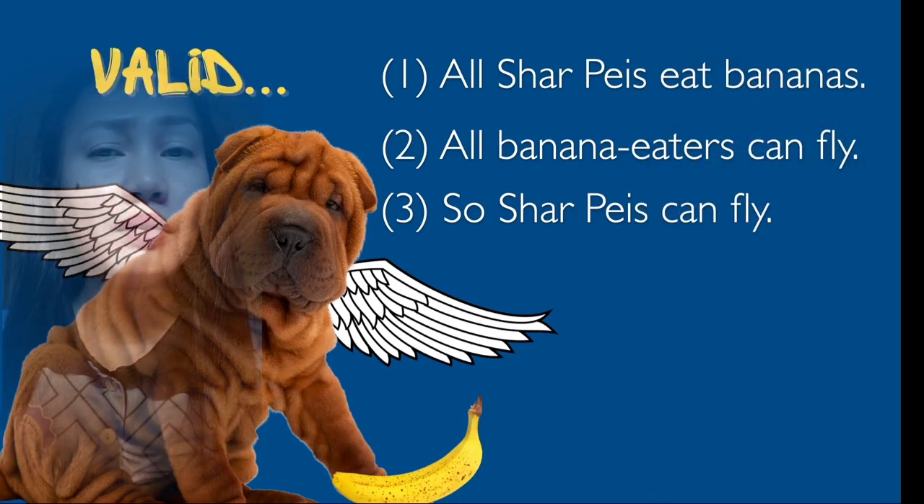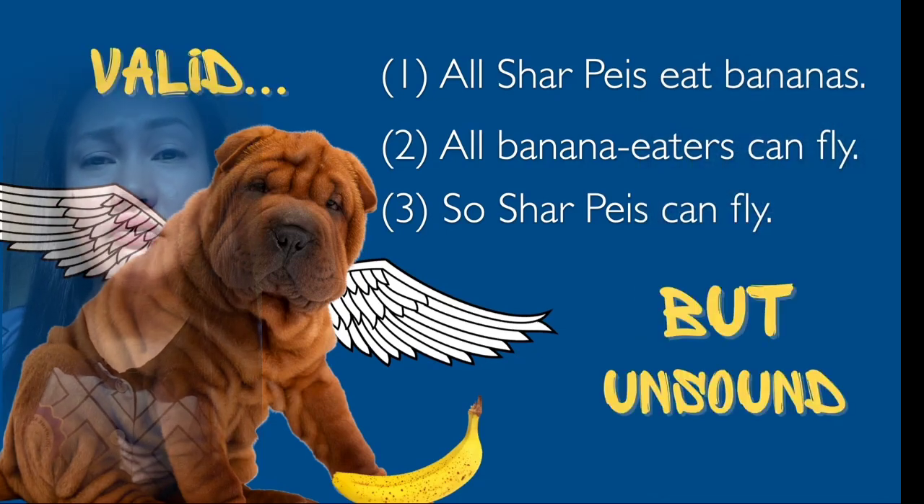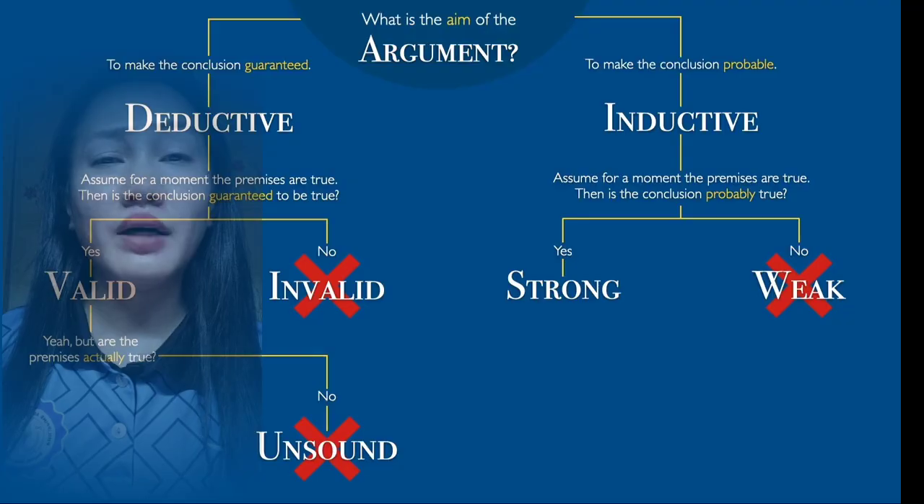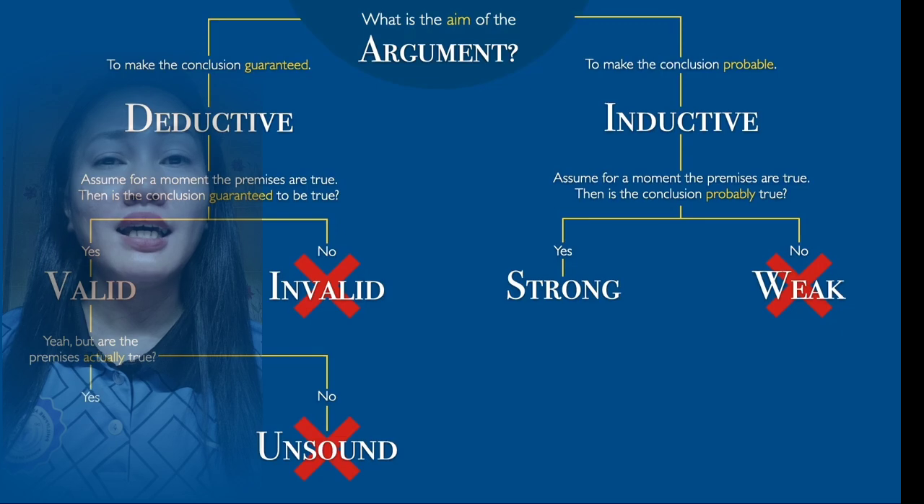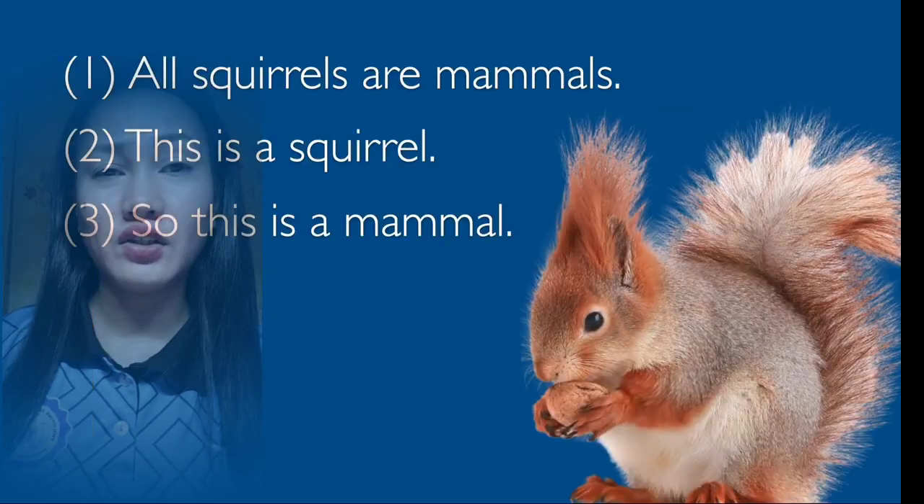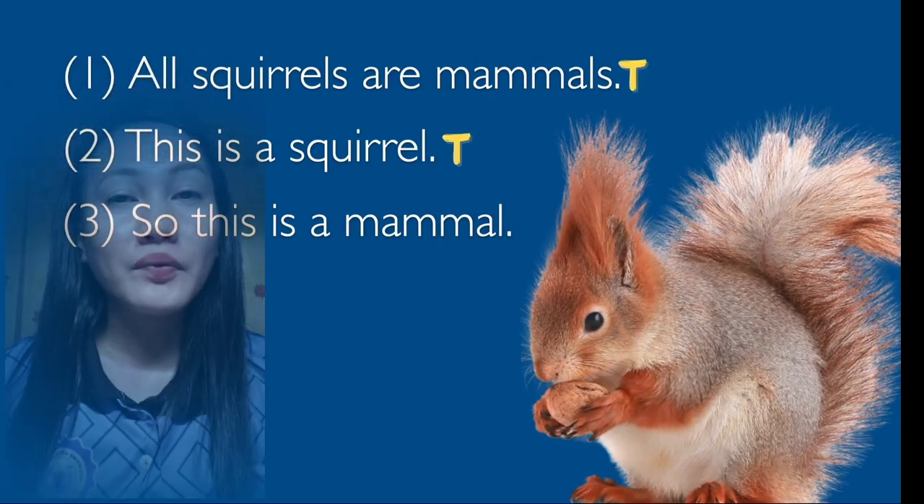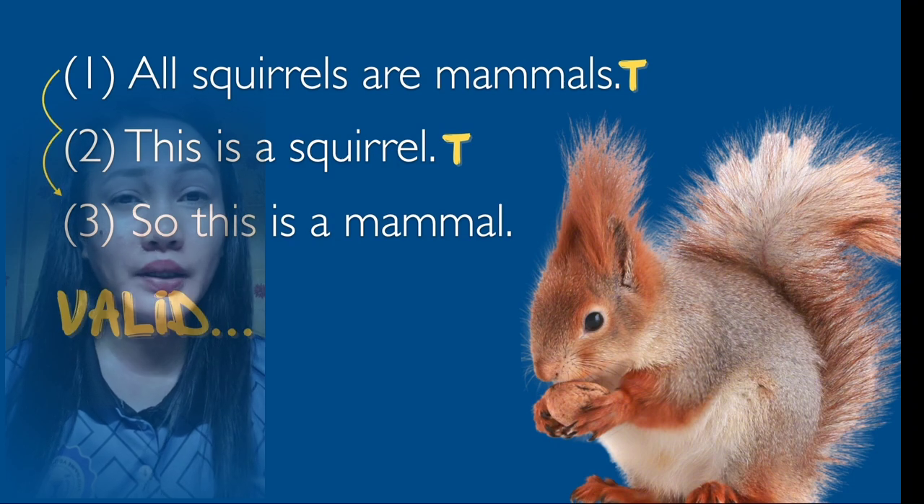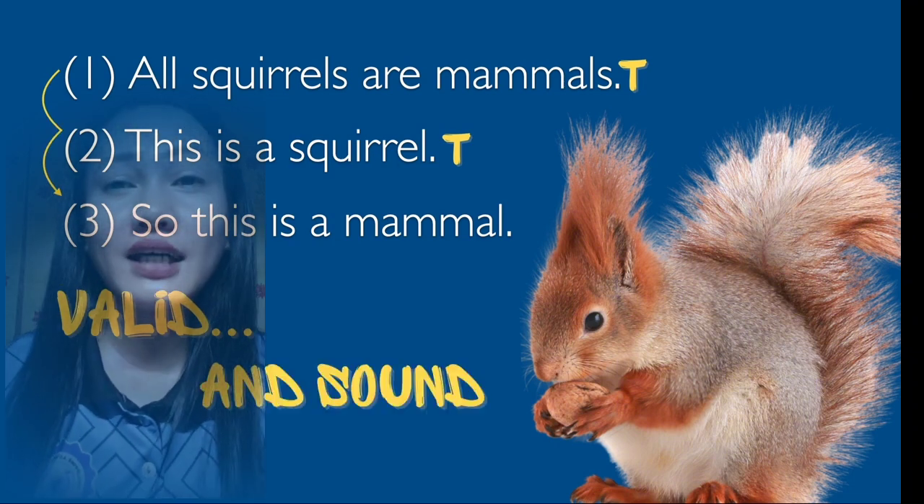If not, the argument is unsound. And that's how we classify these arguments: valid but unsound. Other times, a valid argument will have true premises. These are called sound arguments. We saw one earlier. Here the premises are true and the reasoning is valid, so it's a sound argument.